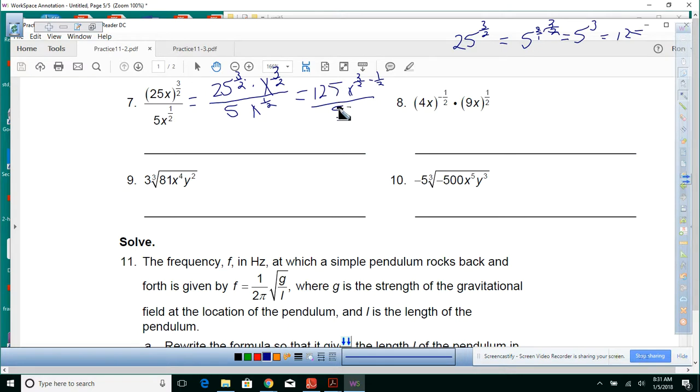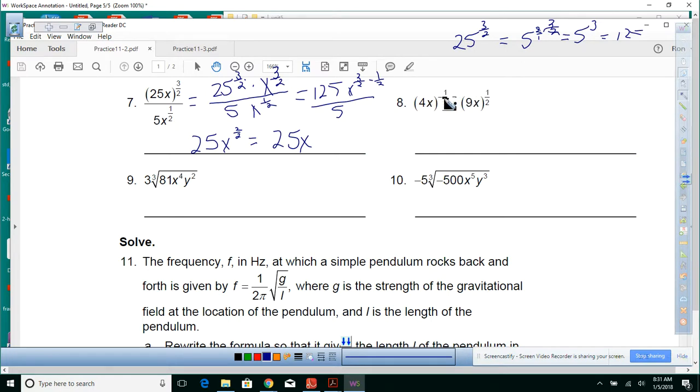Okay, now 125 divided by 5 is 25. And then x, 3 halves minus 1 half is 2 halves. So that's 2 halves. And 2 divided by 2 is 1. So our final answer is 25x. All right.